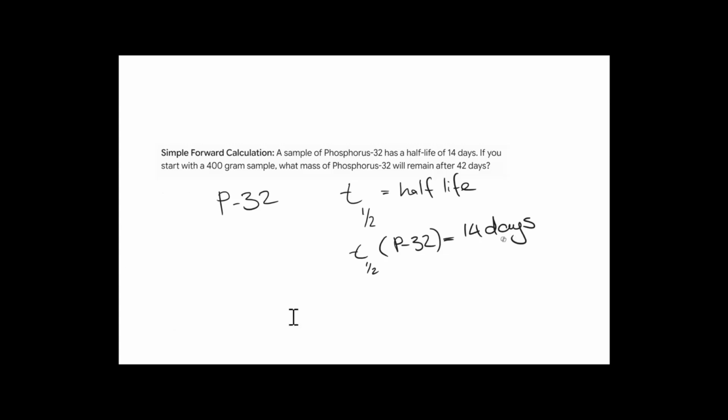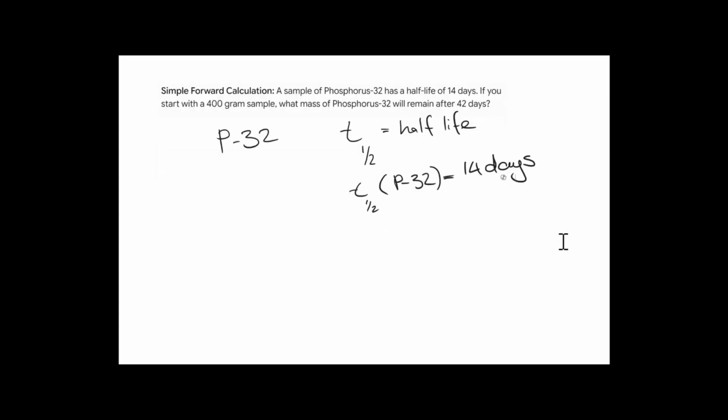So it's okay to leave half-lives in days or years. I know that the standard unit for time is seconds, but if we're dealing with millions of times, it doesn't really make much sense to convert it into seconds. If you start with 400 grams of phosphorus 32, and we're going to leave it as grams rather than convert it to kilograms, what will be the mass after 42 days?